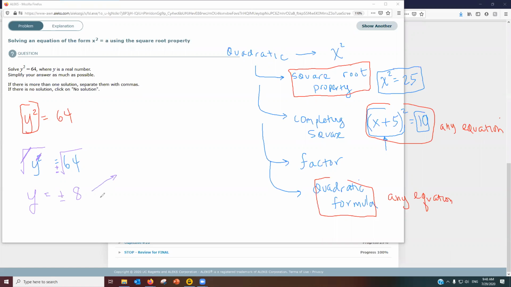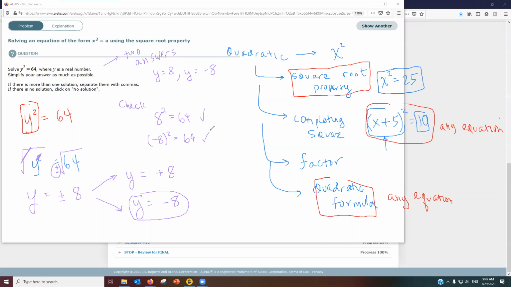Really, what that plus or minus sign is telling me is there are two separate solutions. One solution is y equals 8, and the other solution is y equals negative 8. If I had forgotten to put the plus or minus sign, I would have missed the solution y equals negative 8. So in this example, there are two solutions, y equals 8 and y equals negative 8. You can double check this. If I take 8 squared, I get 64. What if I take negative 8 squared? Negative 8 times negative 8 is still 64. So those are both valid answers.